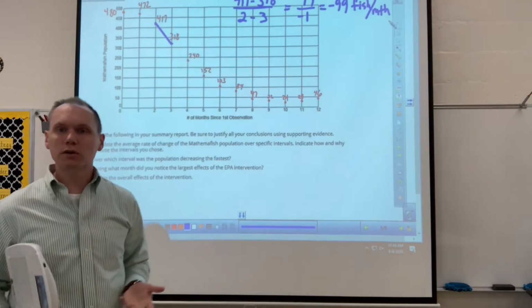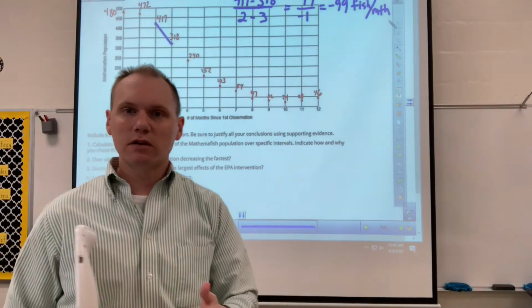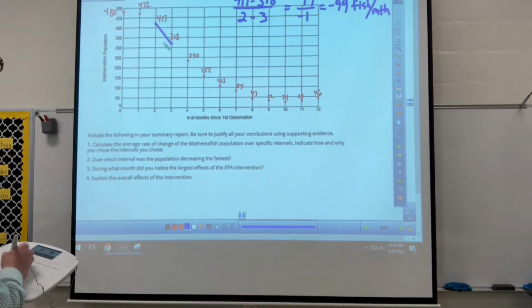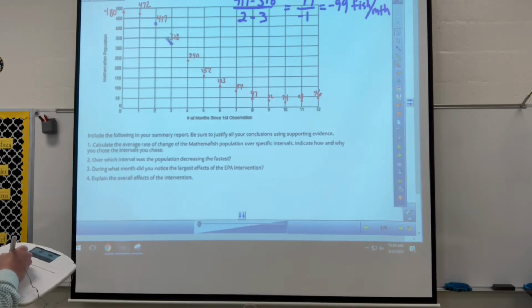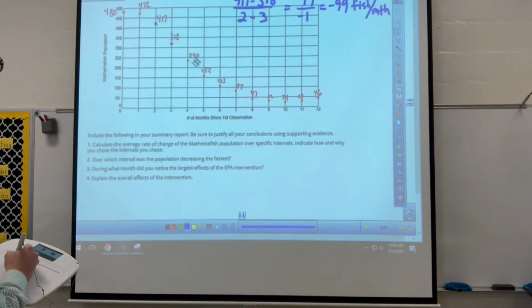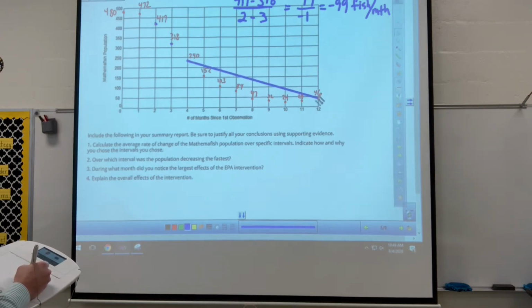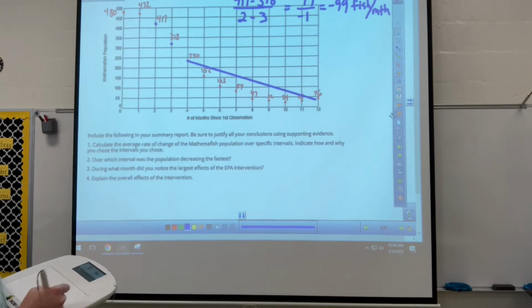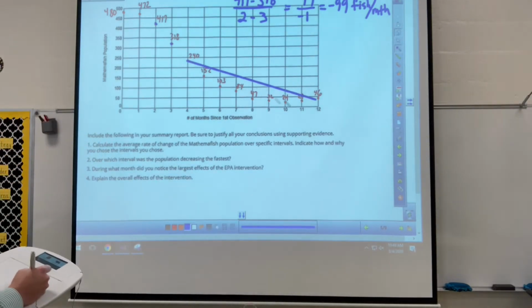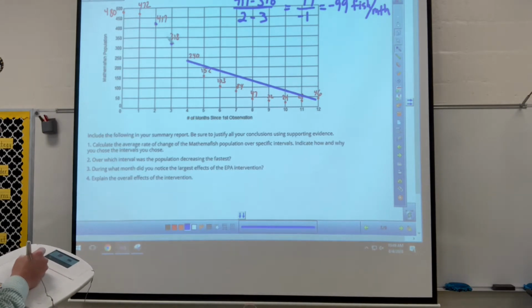Okay, but there's other ones we can do. We don't have to go from consecutive months. Let's go from month, I'm just going to erase that real quick. Let's go from month 4 to month 12. And what is the average rate of change there? So from month 4 to month 12, and you don't have to do it in the same order as we did in the last one.